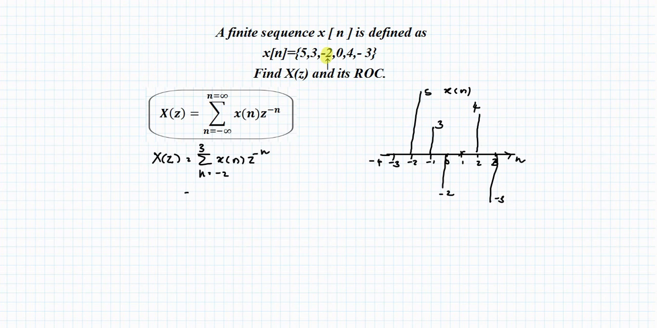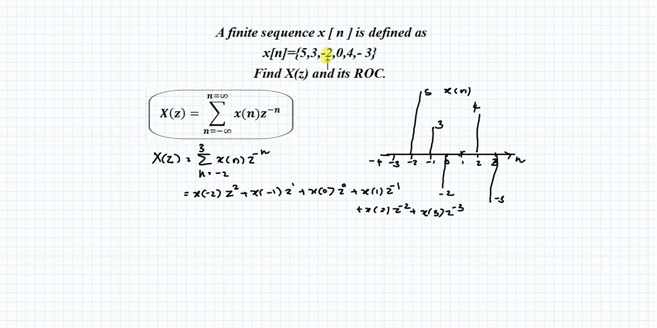Now we can expand this. We can write x of -2 times z squared plus x of -1 times z raised to 1 plus x of 0 times z raised to 0 plus x of 1 times z raised to -1 plus x of 2 times z raised to -2 plus x of 3 times z raised to -3. Now we can substitute these values. x of -2 is 5, with z squared, and x of -1 is 3.